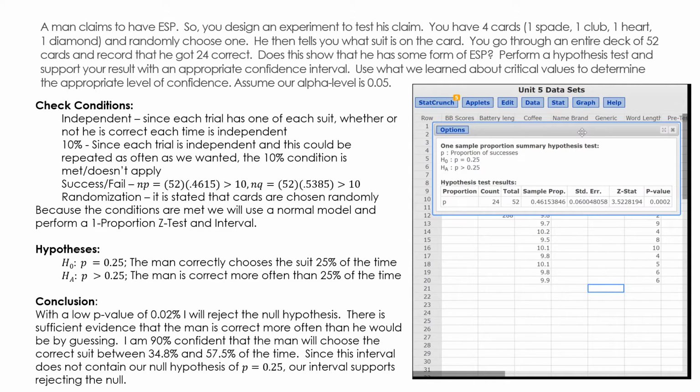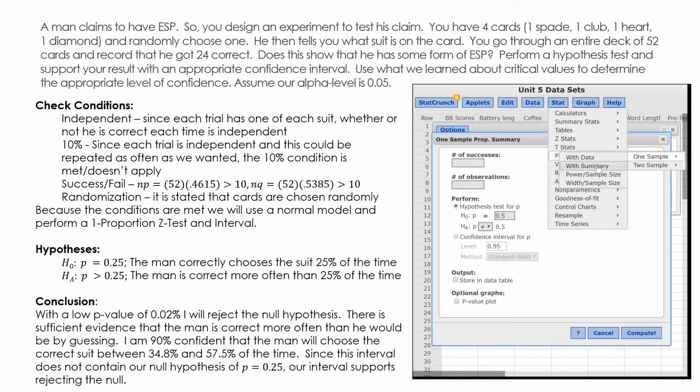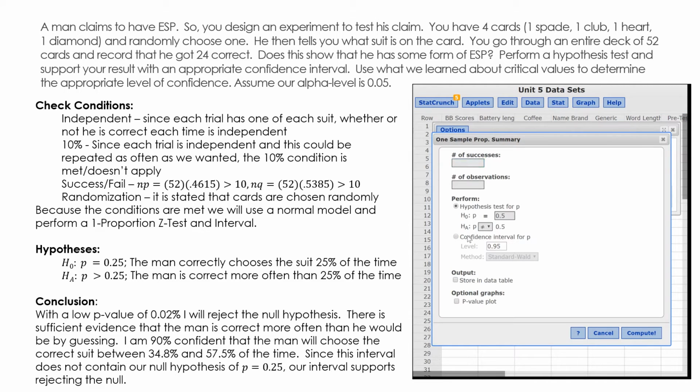But I want to do both the test and the confidence interval. And remember, this is a one-tailed test. And in a one-tailed test, I take 1 minus 2 alpha. Alpha is 0.05, so 1 minus 0.1, or 90%. So I'm going to do the same thing, Stat, Proportion Stats, One Sample with Summary. And this time I'm going to choose confidence level and do 0.9.